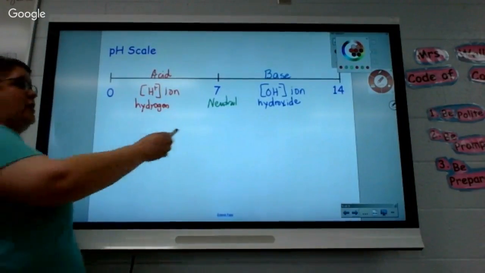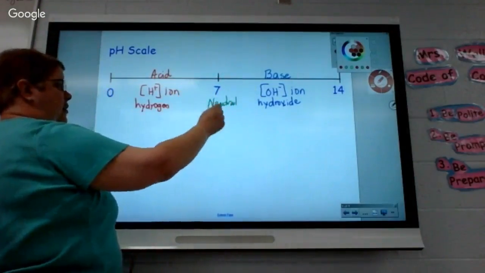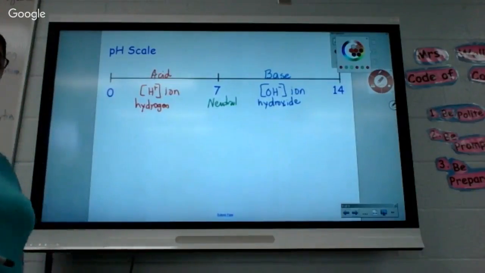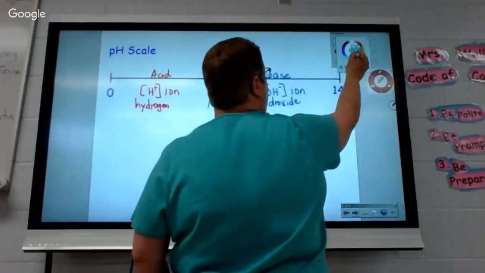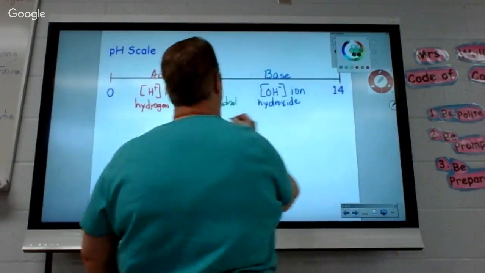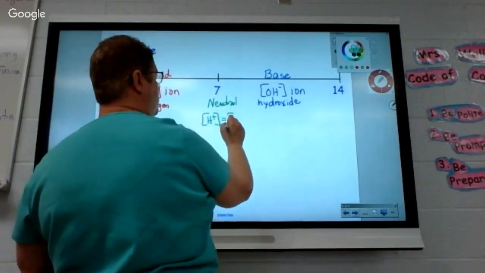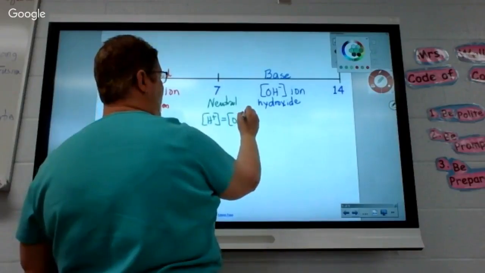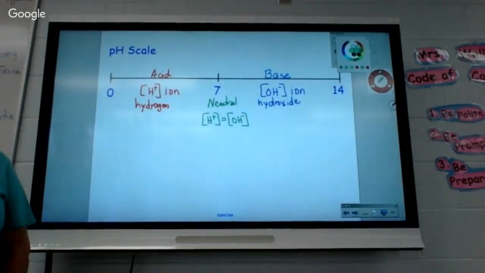So, in order for us to be neutral, what can you tell me about these two ions if we're neutral? They're equal. Okay? So, for us to be a pH of 7, our hydrogen ion must be equal to our OH ion. For us to be neutral, those two things have to be equal. Nowhere else on that pH scale are those ions going to be equal. Does that make sense?